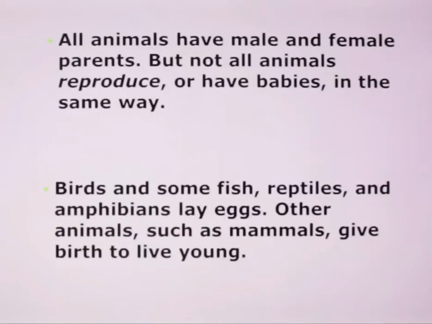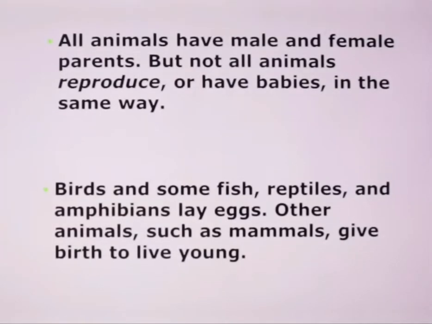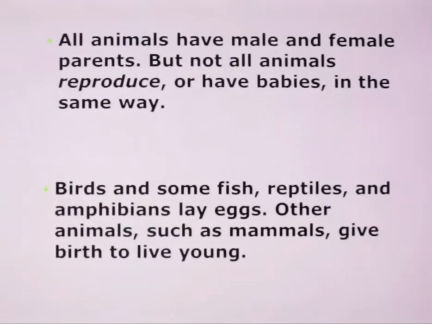Life cycles. All animals have male and female parents, just like us. But not all animals reproduce or have babies in the same way. Birds and some fish, reptiles, and amphibians lay eggs. Other animals, such as mammals, like us human beings, we're mammals, give birth to their young.